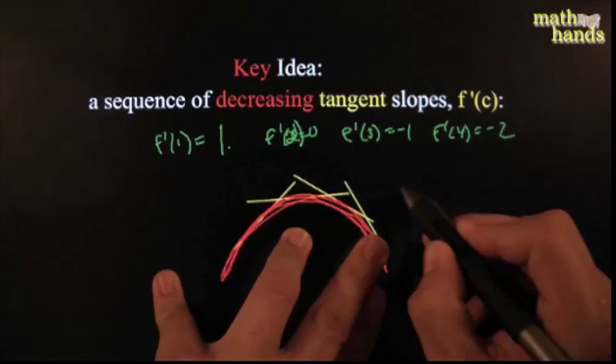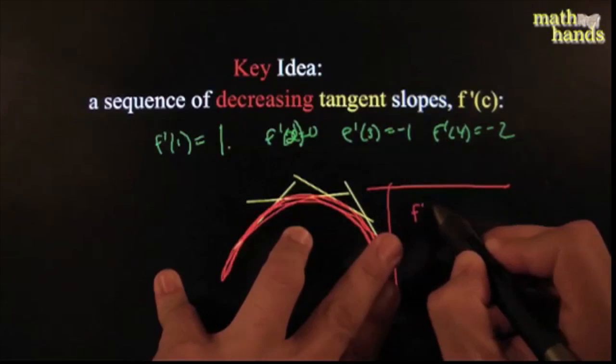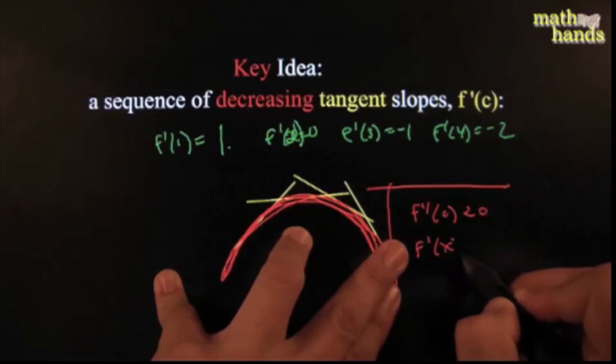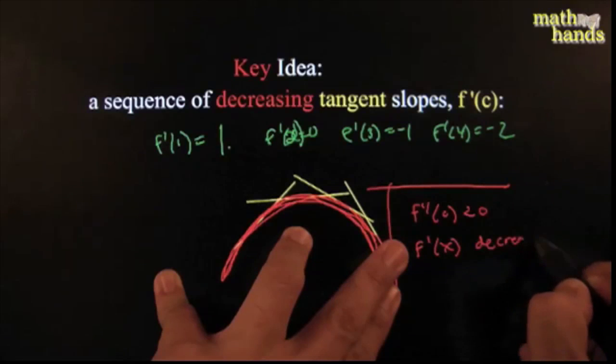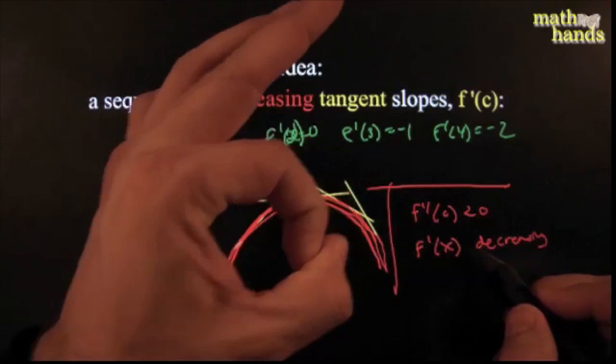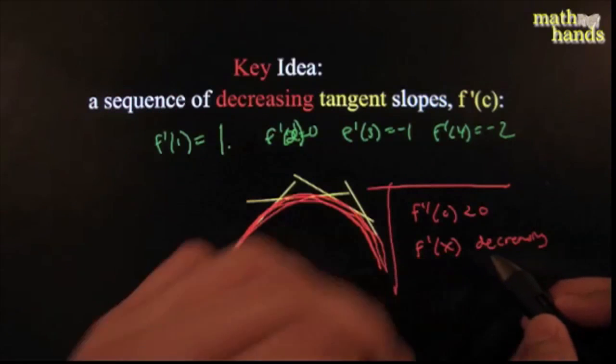Tells you that you can box this one. f double prime of c is less than 0. It means that f prime of x was decreasing. Where? Well, in some little tiny neighborhood around c at least. If you zoom in enough, you will find this decreasing there.